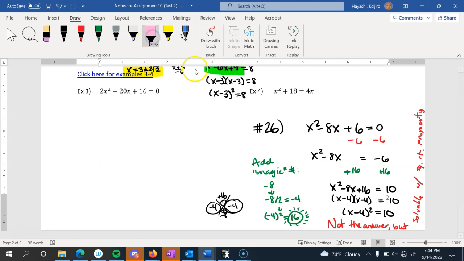So we have to get the answer? Yes, but the completing the square part has been done. Yeah. Okay.